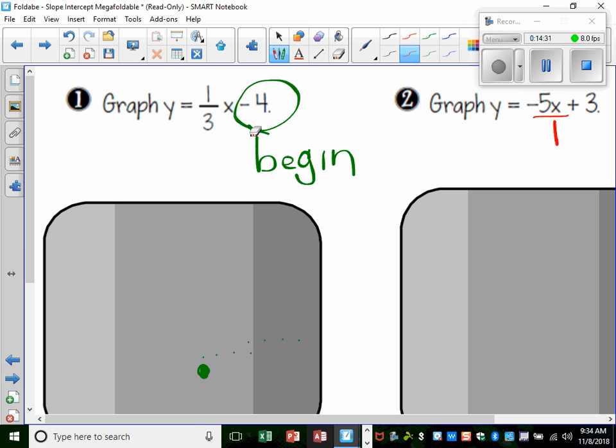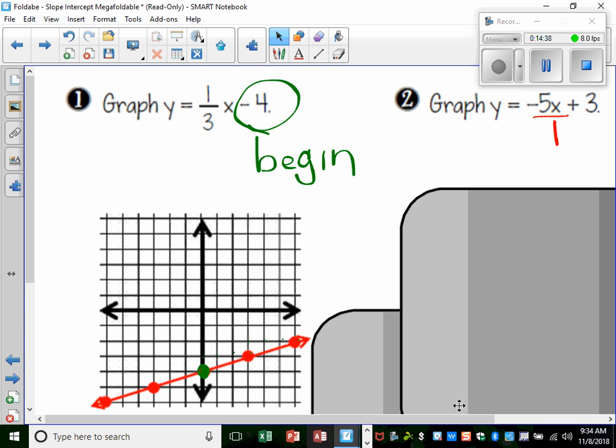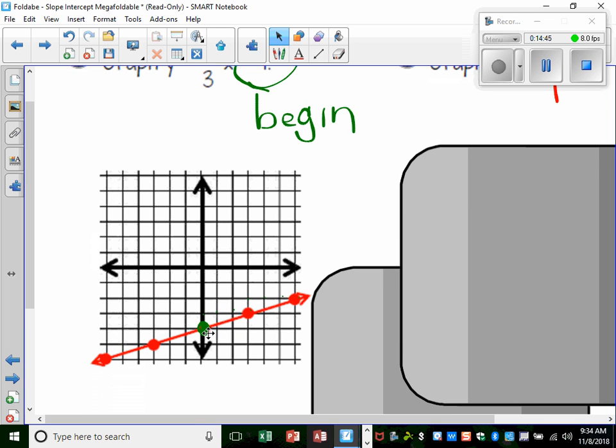So this is where we're going to begin. That's your beginning point for number 1 here. So that means you're going to start right here at -4. And then your slope is 1 over 3. So you go up 1 over 3, up 1 over 3, rise over run. You can also do down 1 to the left 3, down 1 to the left 3. See if you have any questions on that. Always begin with the y-intercept and then do your slope. Up 1/3 or down 1/3. Now this is if the slope is positive. This is how you would do a positive slope.